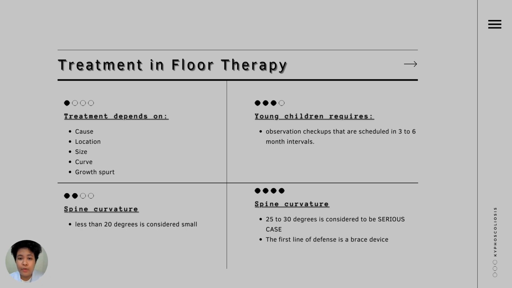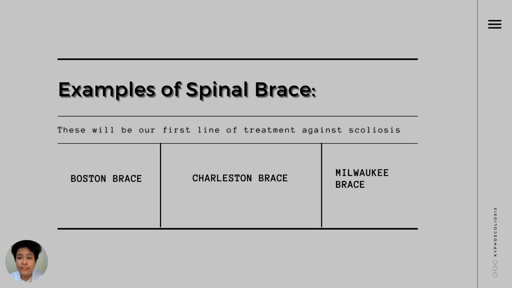For young children, it requires observation check-ups that are scheduled at 3 to 6 month intervals. It is considered small if the spine curvature is less than 20 degrees, while it is considered a serious case if the spine curvature is 25 to 30 degrees. In that case, our first line of defense is a brace device. These are examples of spinal braces. First is Boston brace. Second is Charleston brace and Milwaukee brace.